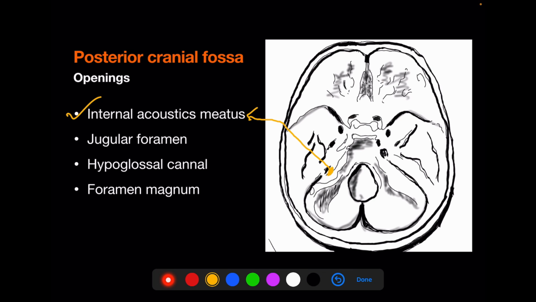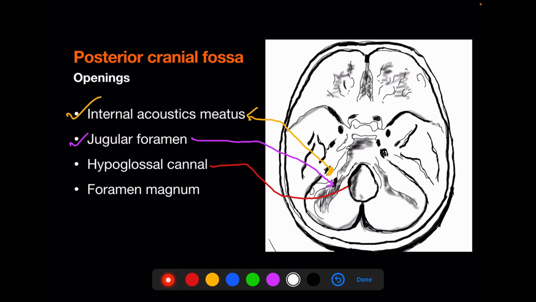Next one, that is jugular foramen, which is present here. Sorry, I am using both the same color. This one is your jugular foramen. Third one, that is hypoglossal canal. You can't see the hypoglossal canal here, but I am trying to show the ideal location of hypoglossal canal. It is here, just beside the foramen magnum, on the lateral side.